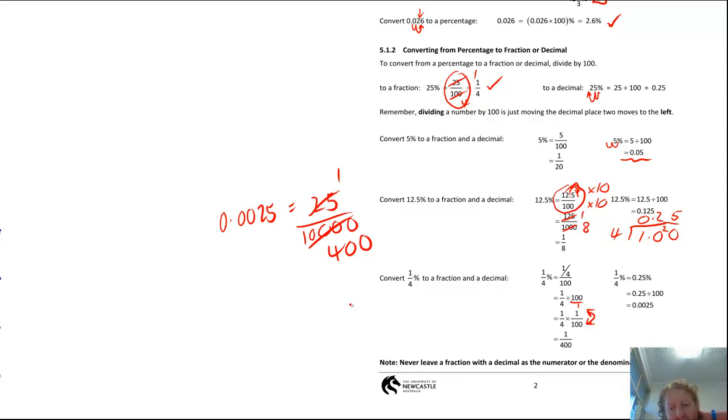It's got to have whole numbers. So if a question ever says, express this as a fraction, 0.5 on 2 is technically not a fraction. Times it by 10 or times it by 2. If I times the top by 2, I'd get 1. Times the bottom by 2, I'd get 4, so 1/4. That's a fraction. Yeah, good.